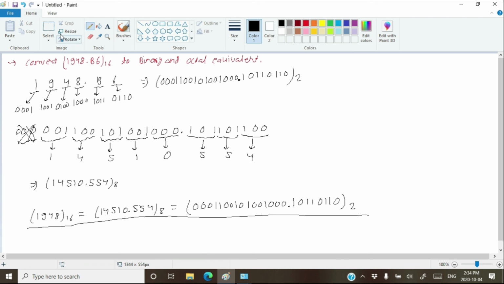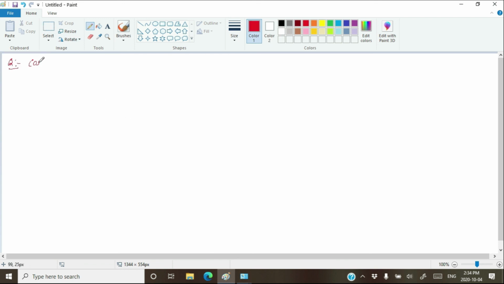Now let's see another question. Convert 75643.5704 in octal to binary and hexadecimal. So first we will convert this number in octal to the binary number, and then that binary number will be further converted into the hexadecimal number.